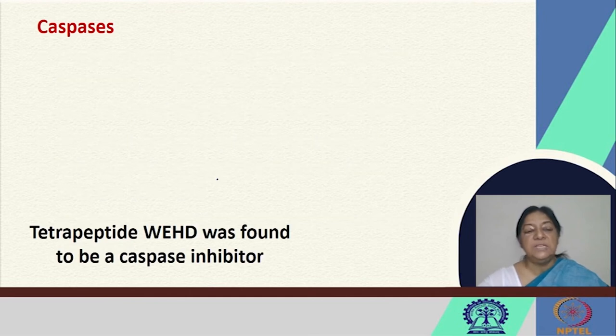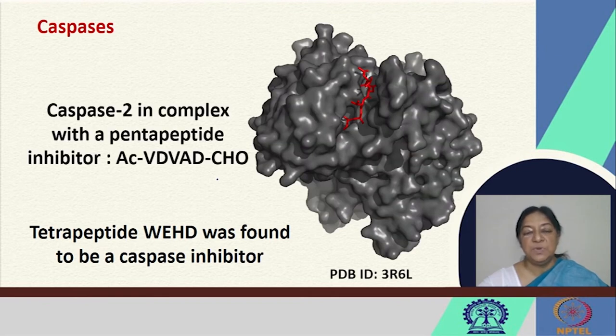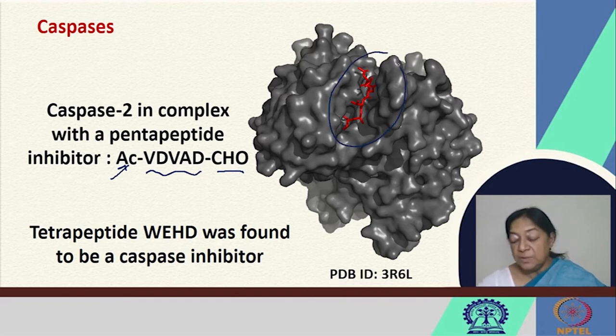With the knowledge that the tetrapeptide acted as a caspase inhibitor, several other peptides were developed. Here caspase 2 is shown in complex with a pentapeptide that has an acetyl N-terminus followed by an aldehyde at the end. This specific pentapeptide sequence occupies the pocket in a way that it is going to act as a caspase inhibitor.